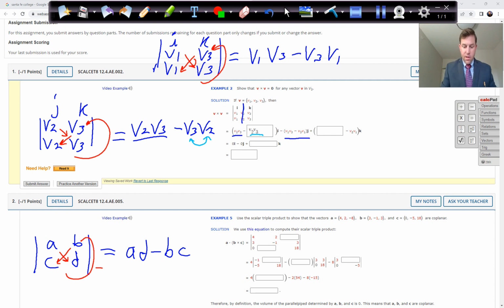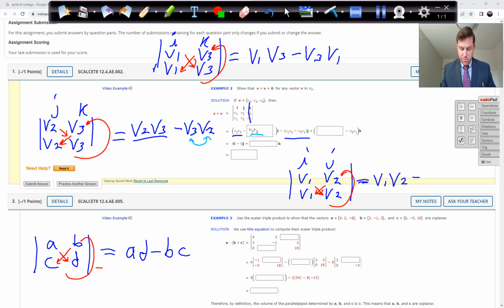Okay, then the third one is going to be, we cross off the third column, and the determinant that's left is the I column and the J column, and that's V1, V2, V1, V2. And that's going to equal V1 times V2 minus V2 times V1. So we just have to type, let's see, they've given us the second one with the minus sign. We just have to type this one in right here.